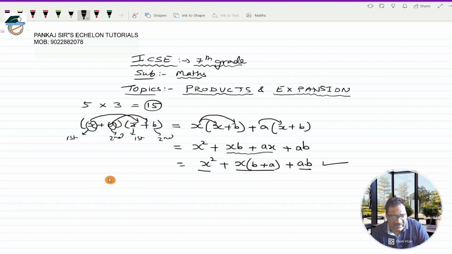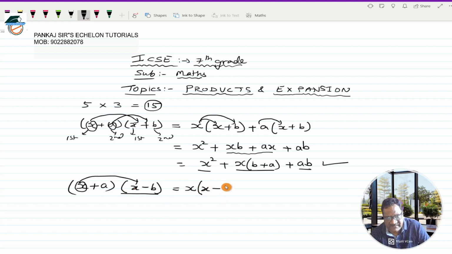I'll give you one more example. Suppose you have x plus a, this is the first binomial, and you want to multiply it by a second binomial which is x minus b. In the same way, you have to take the first term of the first binomial expression, that is x, and multiply it with the entire second expression, that is x minus b. Then along with the sign you have to take the second term, that is plus a, and multiply that again with the second expression, that is x minus b. First step being done.